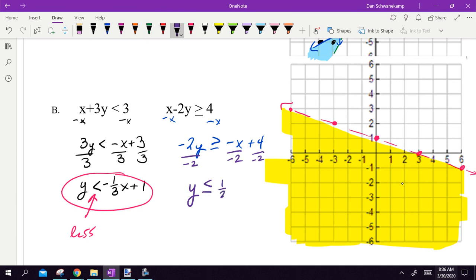So this is going to be 1/2 x minus 2. When I divided by a negative, I had to flip my inequality. That would definitely be something you miss here. Don't do that.